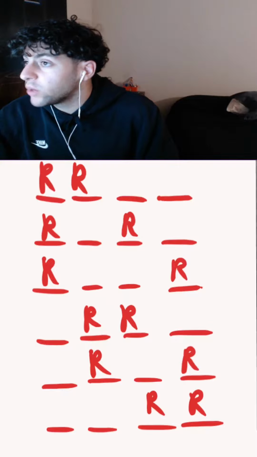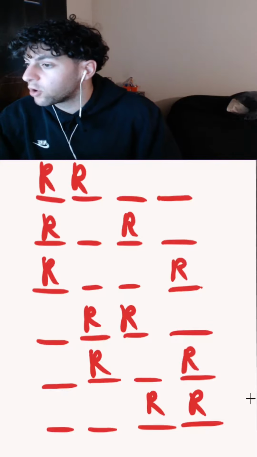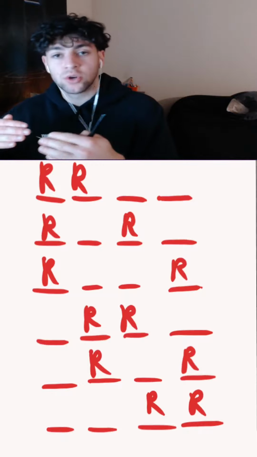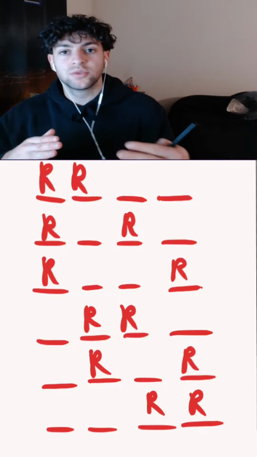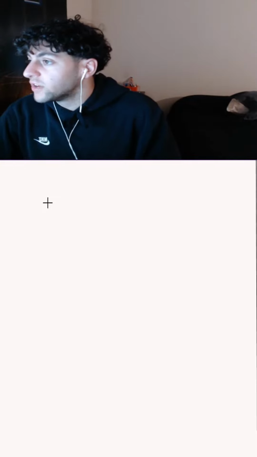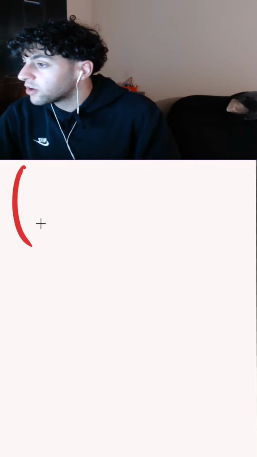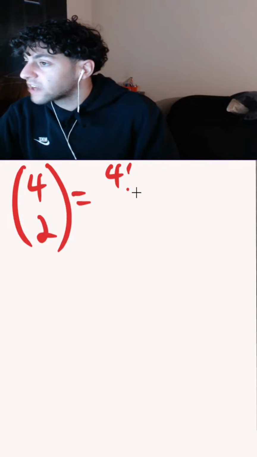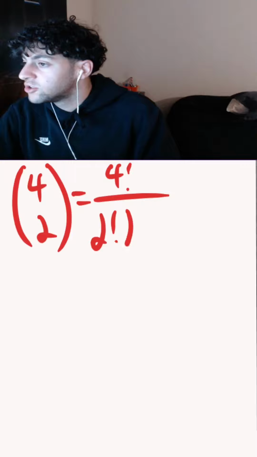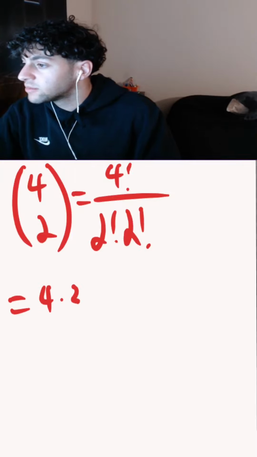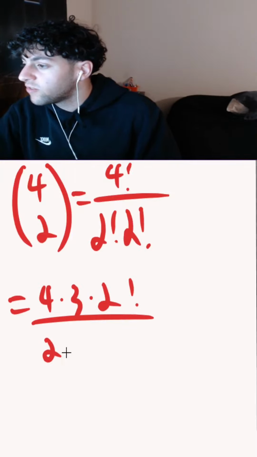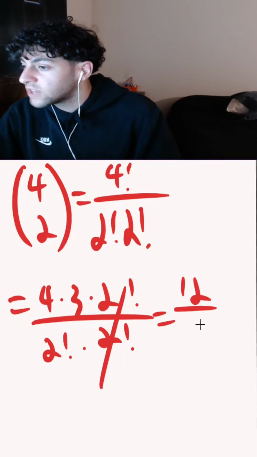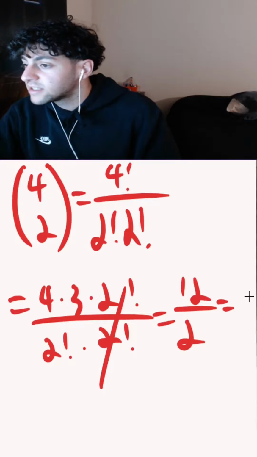So here's every way we can arrange 2 right moves in a sequence of 4 moves. And we don't have to check how we can arrange our down moves, since if we have 2 right moves, we can assume that the other 2 moves will be down. So if we want to use the binomial coefficient on our 2x2 grid, we want to find the number of ways we can arrange 2 right moves in a sequence of 4 moves, which is equal to 4 factorial over 2 factorial times 2 factorial, which is just 4 times 3 times 2 factorial over 2 factorial times 2 factorial. The 2 factorials cancel out, which leaves us with 12 over 2, and this simplifies to 6.